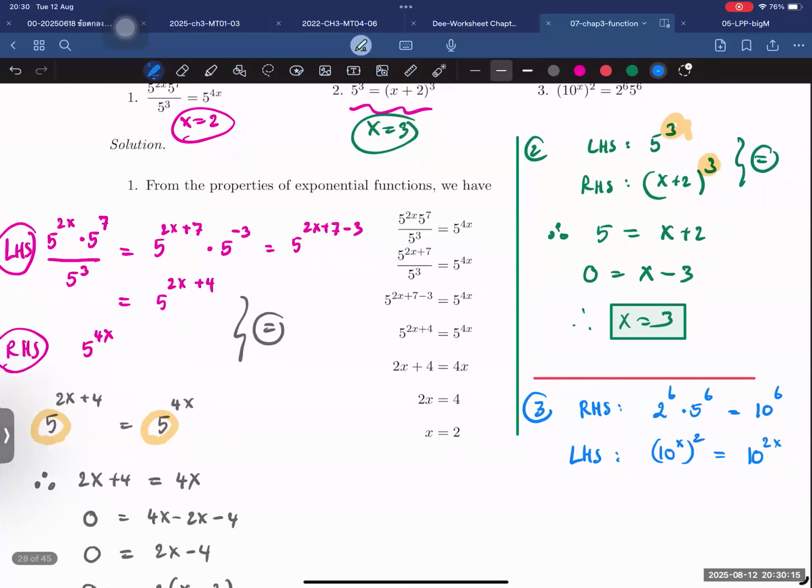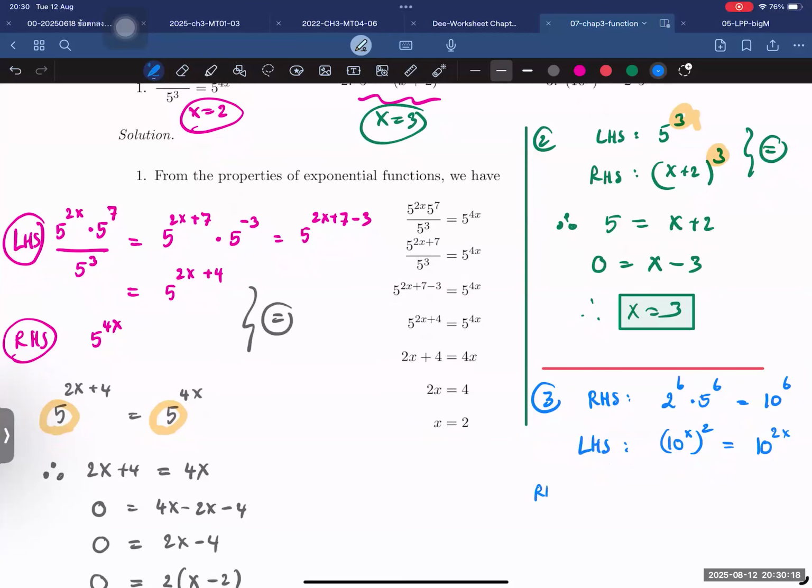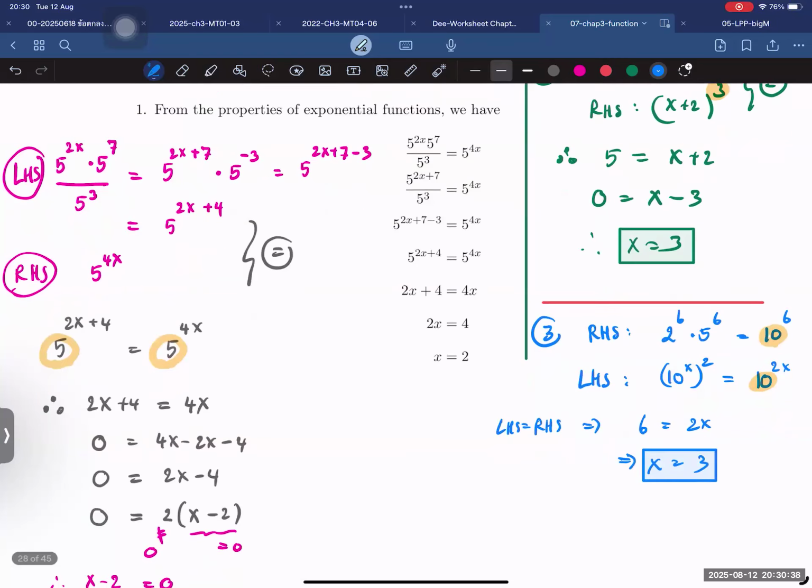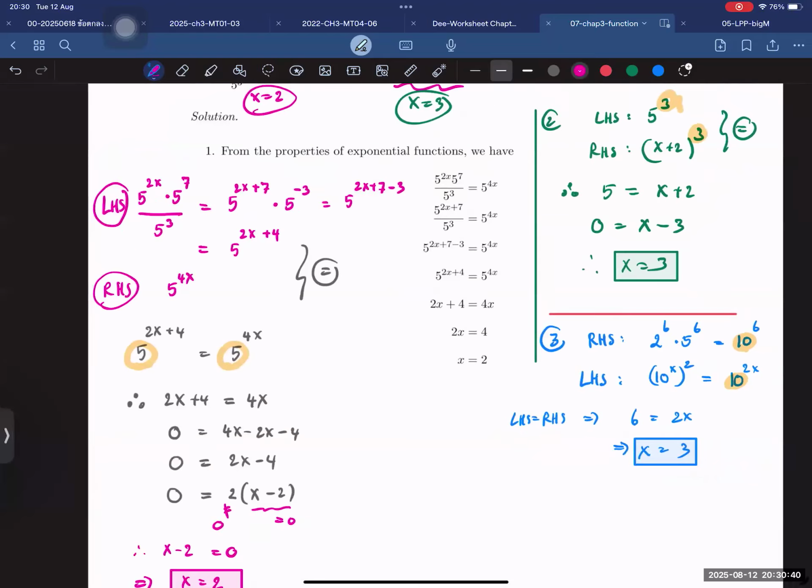Okay, left and right must be the same, right? Left equal to right. It means that the base is the same. In this case, the base is the same, right? So the power must be the same. So 6 must be equal to 2x. Therefore, we solve for x. x must be 3 in this case. This is one way to solve number 3. Let me try another way.